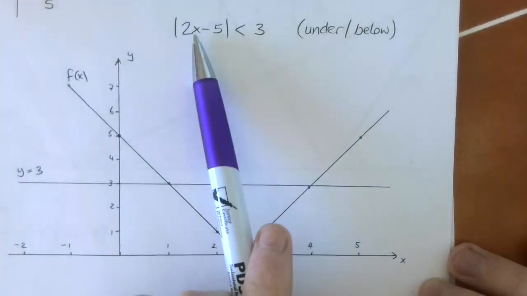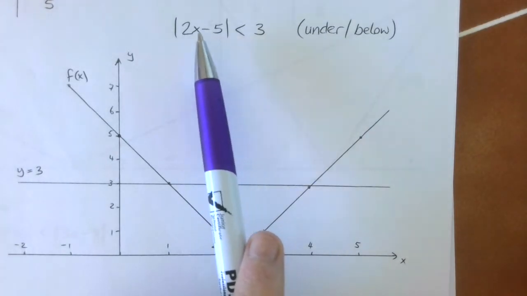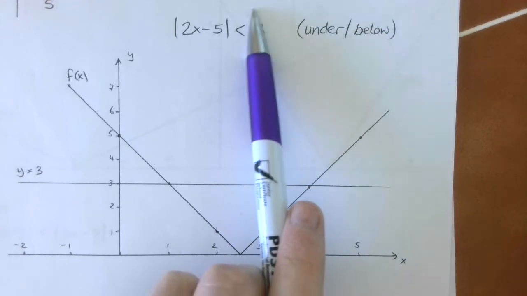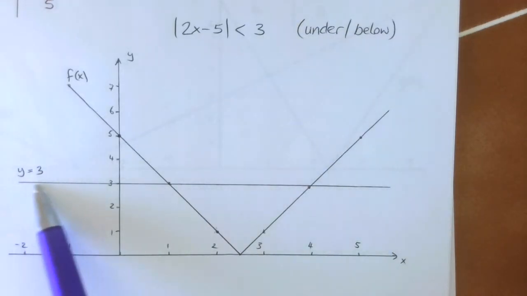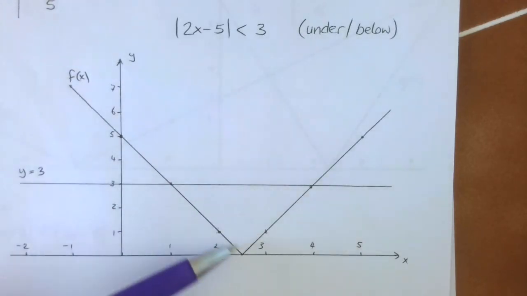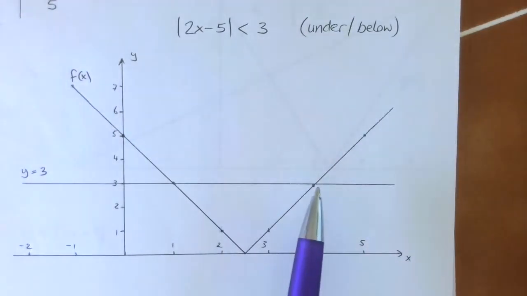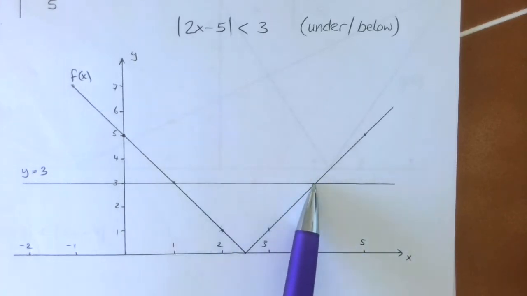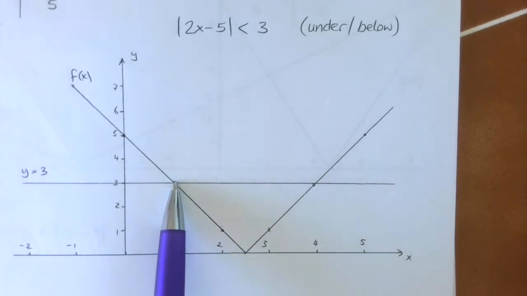Then it says we need to solve the inequality, modulus of 2x minus 5 is less than 3. What that means is I need to draw the line y is equal to 3, which I've done here. And I've also labelled the function f of x. Then we need to find the values where they cross each other over. So we can see one answer is 4 and the other answer is 1.